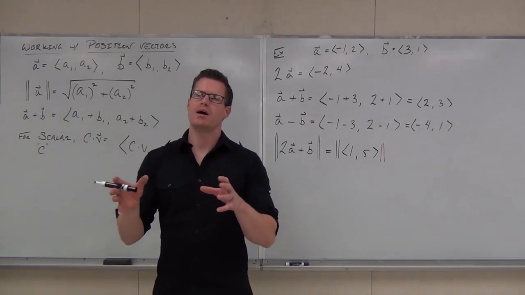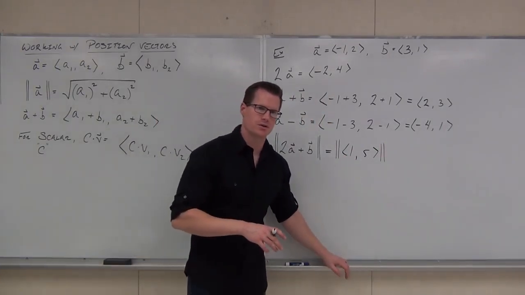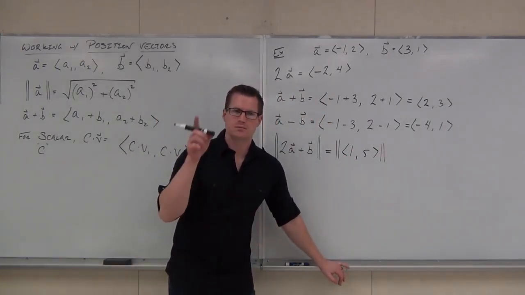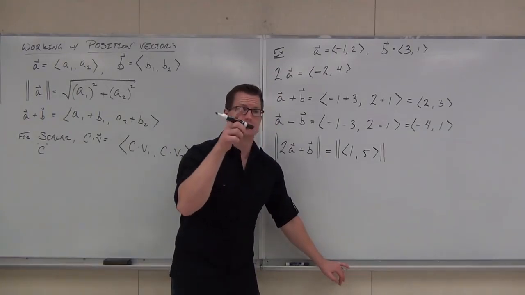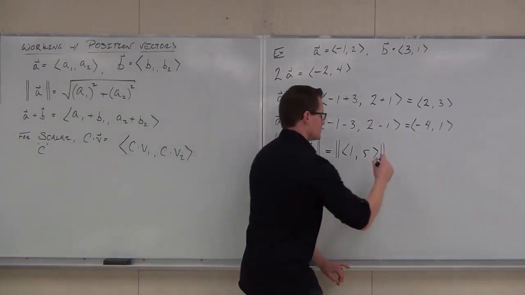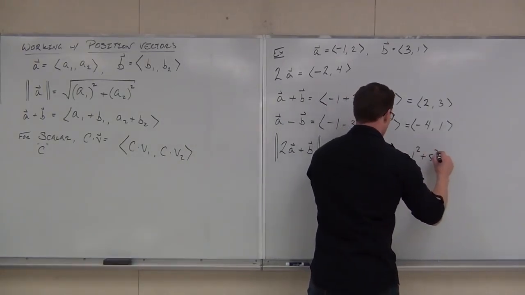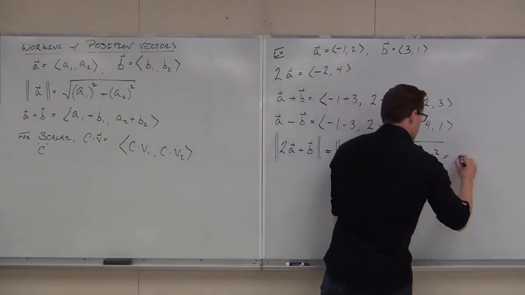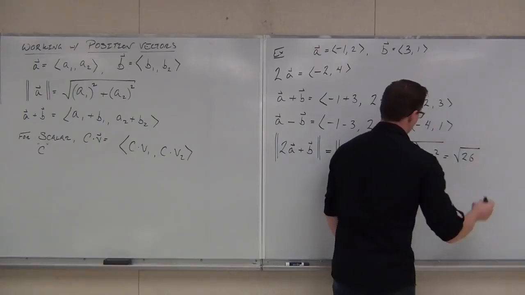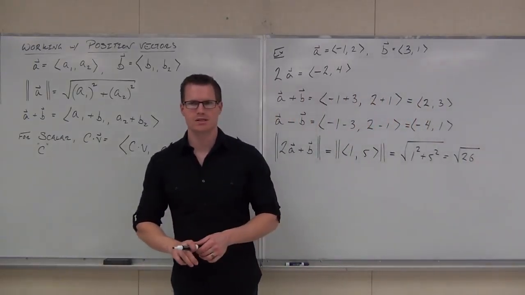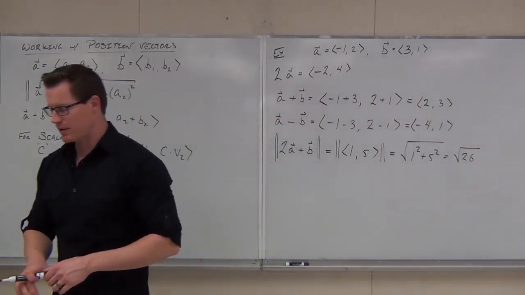Tell me simply how I take the magnitude of a position vector. How do we do it? Square it, add it, perfect. So the magnitude is going to be the square root of 1 squared plus 5 squared. Looks like square root 26 to me. Did you guys get square root 26? Leave it. That's what I'm actually going to do.